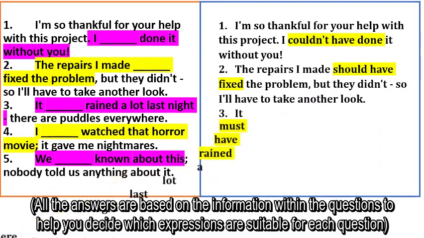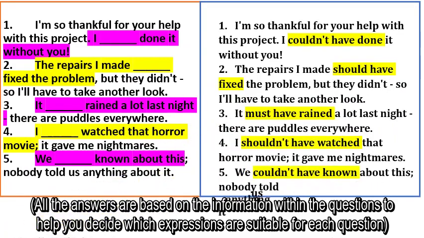Number 1, I'm so thankful for your help with this project. I couldn't have done it without you. The meaning is, it was impossible for me to have done it without your help. Number 2, the repairs I made should have fixed the problem, but they didn't. It was good to have fixed the problem, but the problem was not fixed.